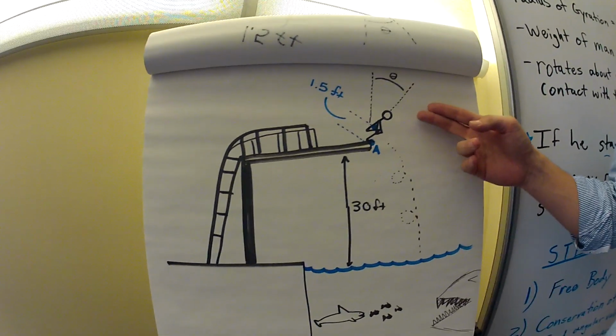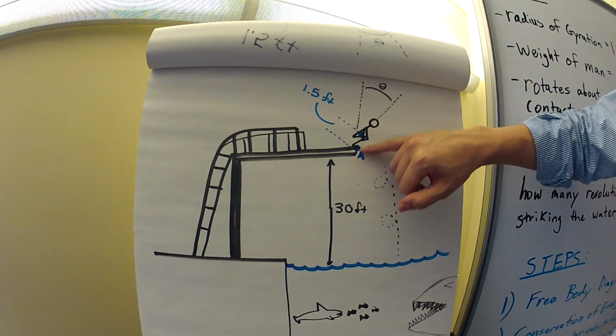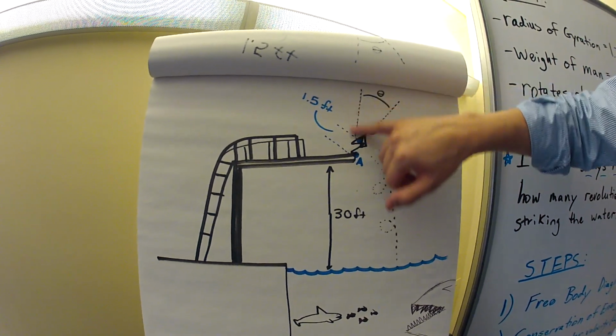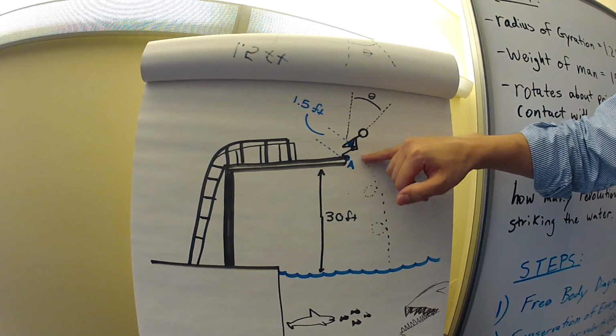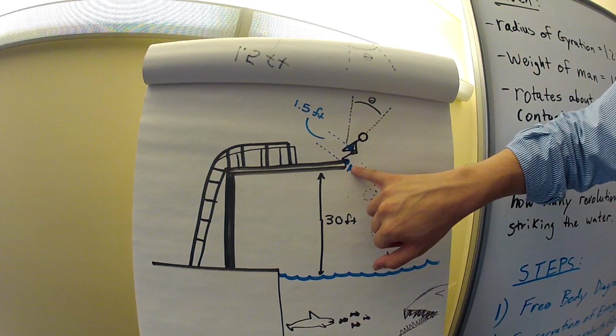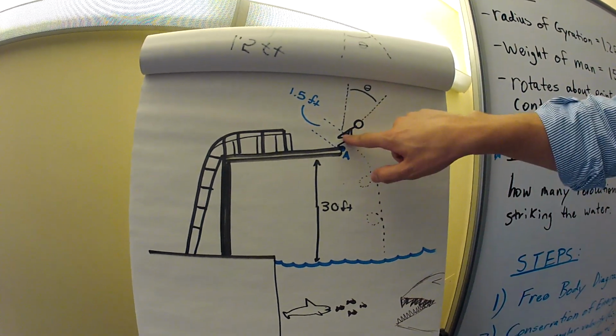Okay, our problem is 18-11. We have a problem with a diving board. A man rotates from 0 degrees to 90 degrees. When he reaches 90 degrees, he loses contact with the board at point A, falls 30 feet, and hits the water. This is the center of gravity.